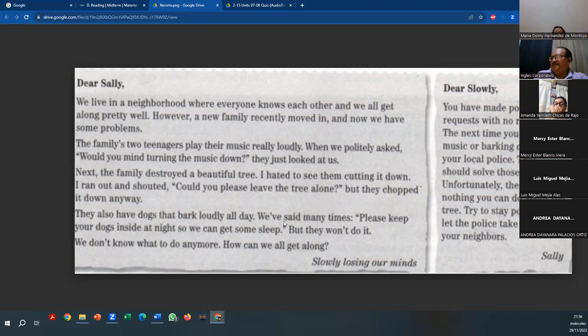Dear Sally, you have made polite requests with no results. The next time you hear loud music or barking dogs, call your local police. That should solve those problems. Unfortunately, there is nothing you can do about the tree. Try to stay polite and let the police take care of your neighbors.